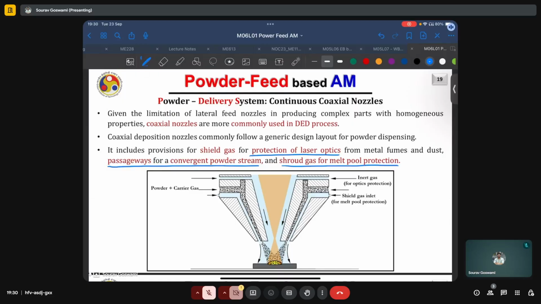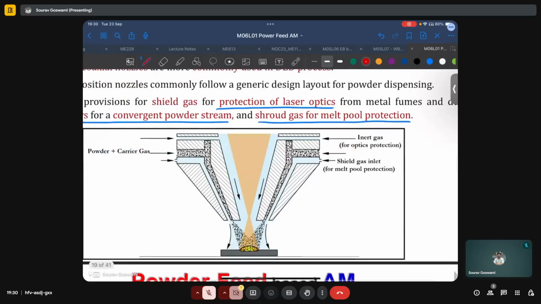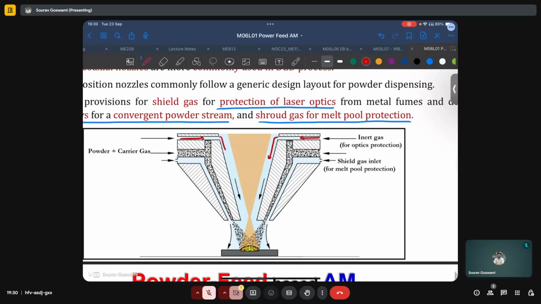In this case, the inert gas entering from the top, shown using red arrows, actually serves to protect the laser optics. The one shown in blue is responsible for delivery of powder, as we can clearly see. And the path of the inert gas, highlighted by green arrows, is useful for protecting or displacing the atmospheric oxygen and protecting the molten pool.